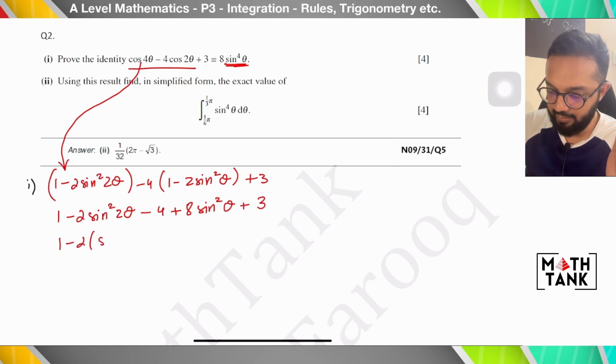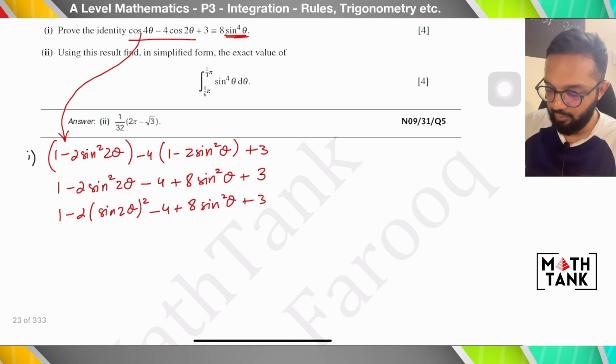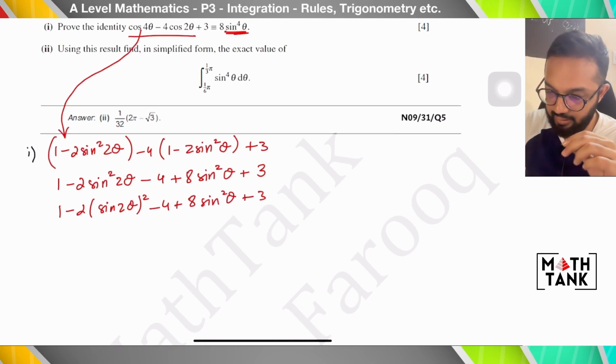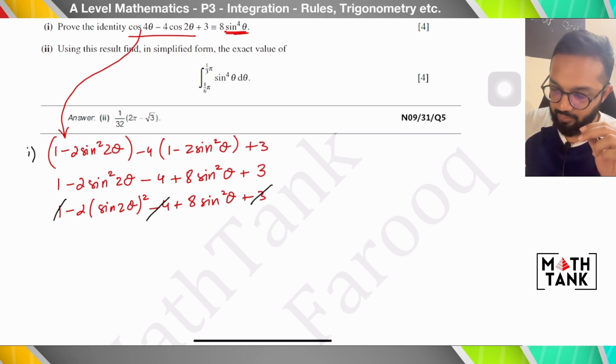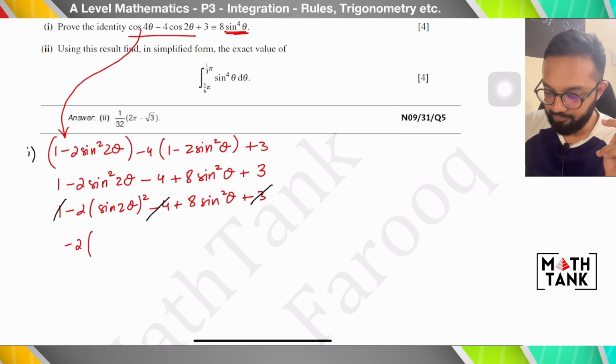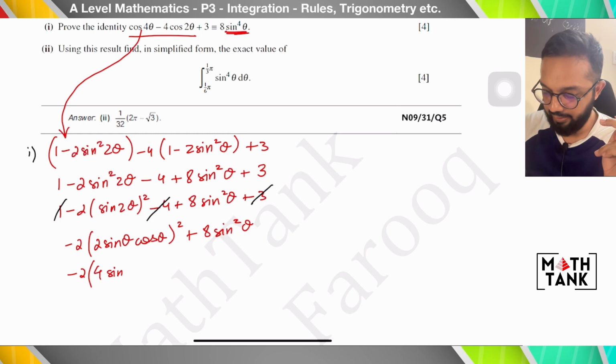Now to expand sine 2 theta, I need to pull out the square first. I can add the other numbers up. Let's quickly add the other numbers up. That's 1 minus 4, that's minus 3. So I think all the numbers cancel out. 1 plus 3 and minus 4. So I have minus 2, and this becomes 2 sine theta cos theta whole square plus 8 sine square theta. That gives me 4 sine square theta cos square theta plus 8 sine square theta.